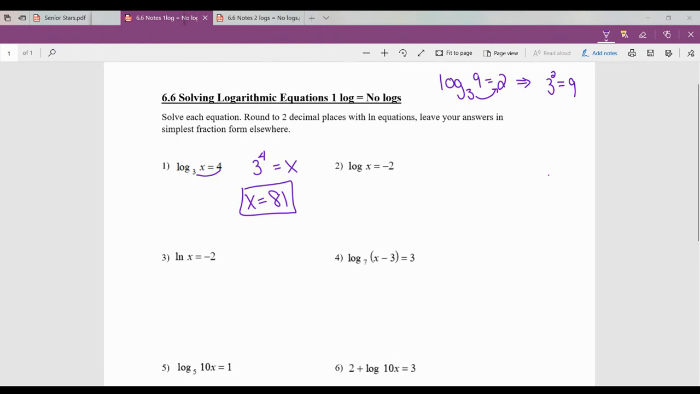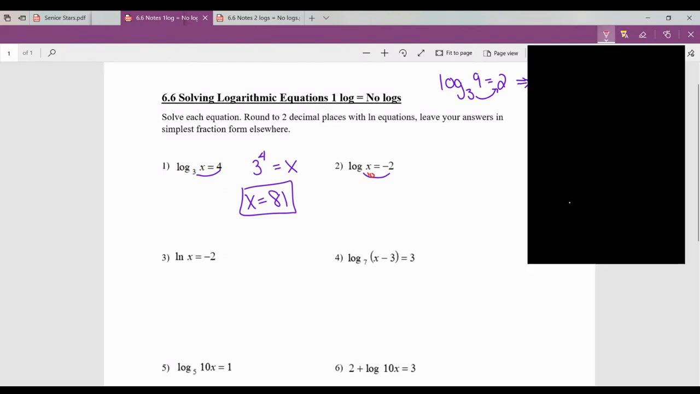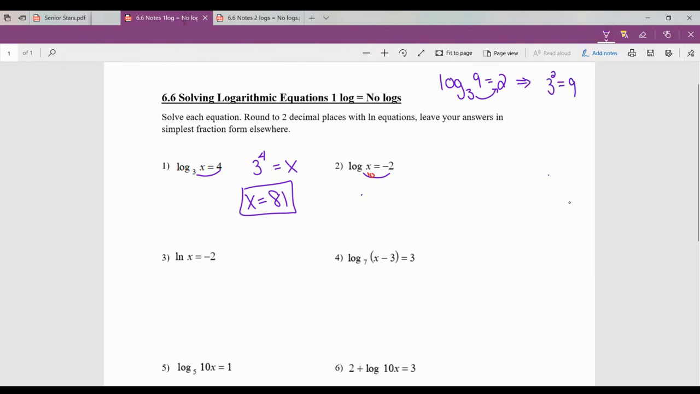Okay, now on to the next one. We're going to want to solve this, so we're going to swoop. Oh, but I don't see a base here. The base is hidden. The base is 10. So when we don't see the base written, it's 10, so it's going to be 10 to the negative 2 equals x. So x is going to equal, now that means 10 squared goes on the denominator, right? And it becomes a 1 up top, so x equals, I want to leave my answers in simplest fraction form, 1 over 100, because 10 squared is 100. Final answer.